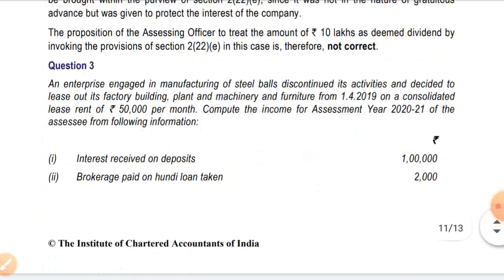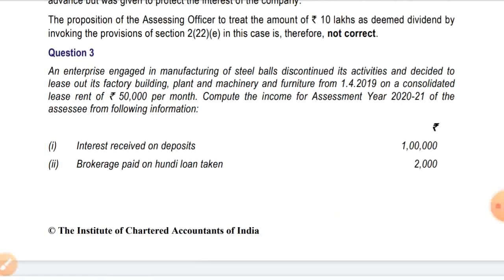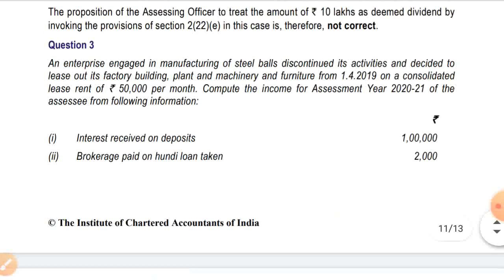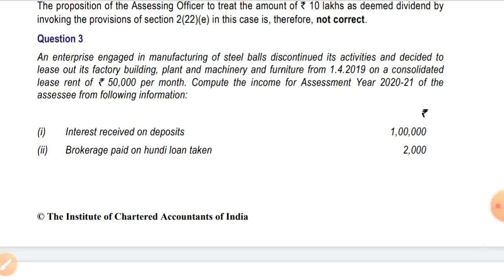Now, illustration question number 3. An enterprise engaged in manufacturing of steel balls discontinued its activities and decided to lease out its factory building, plant and machinery and furniture from 1st April 2019 on a consolidated lease rent of rupees 50,000 per month. On 1st April it has been given. Compute the income for the assessment year 2021-22 for the enterprise from the following information.